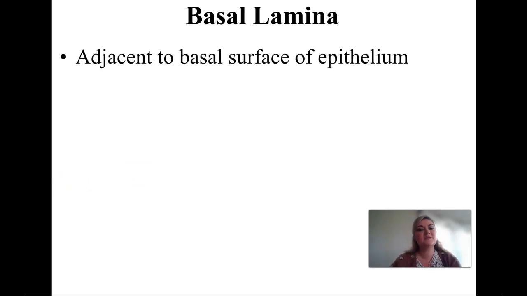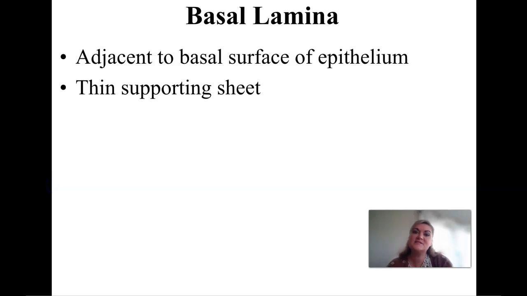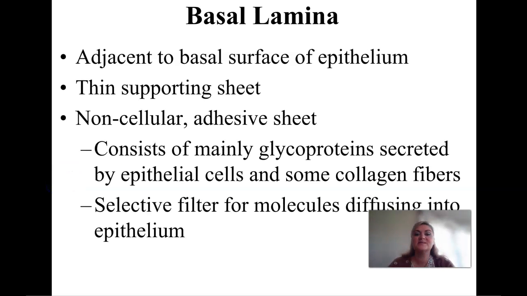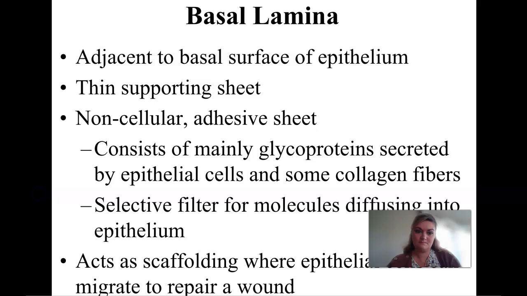So with the basal lamina, like we said, it's adjacent to the basal surface of the epithelium. It's a thin supporting sheet. It's a non-cellular adhesive sheet, so it's not actually made up of specific cells. It's just a substance of non-cellular adhesive material. It consists mainly of glycoproteins that are secreted by epithelial cells and some collagen fibers. It's a selective filter for molecules that diffuse into the epithelium. And it's going to act as scaffolding where the epithelial cells can migrate to repair a wound.